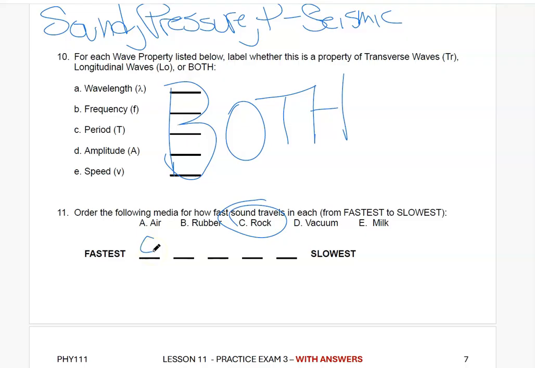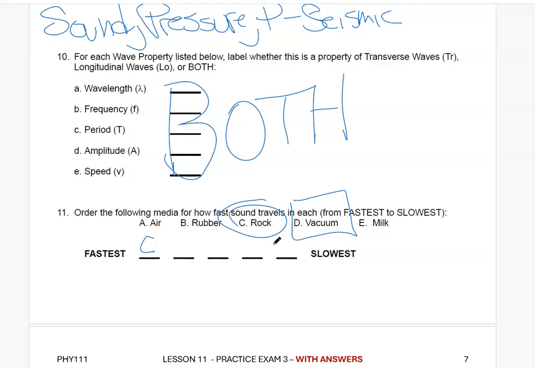Well, let's jump to the slowest. We have air, rubber, rock we already talked about, vacuum, and milk. Well, vacuum has no matter at all. Sound is a mechanical wave. Why is it a mechanical wave? Because sound travels by transferring its energy from one atom or molecule to the next, to the next, to the next, to the next. So if a vacuum is present, there's no matter to oscillate, to vibrate, and therefore energy can't be transferred and the sound wave can't propagate. So a sound wave cannot travel through vacuum.